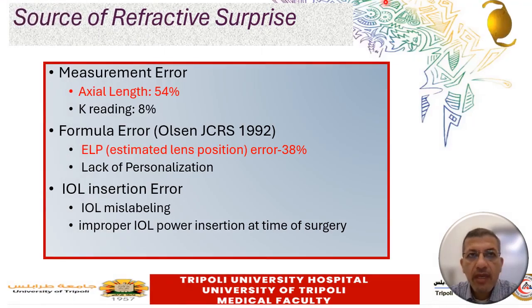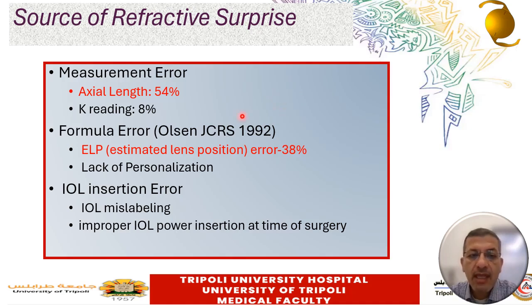In the initial days of the measurement of the axial length of the eye, errors in the measurement of the axial length were the main factor incriminated in the errors in the IOL calculation and the errors in the post-operative result after surgery, as they found that 54% of the errors in the prediction of IOL power were due to the axial length errors, and K-reading errors were responsible for 8%. And after that, the improvement in the measurement of the axial length by the immersion technique and also the optical biometry has removed to a large extent the axial length and the K reading as incriminated sources of errors in the prediction of IOL.